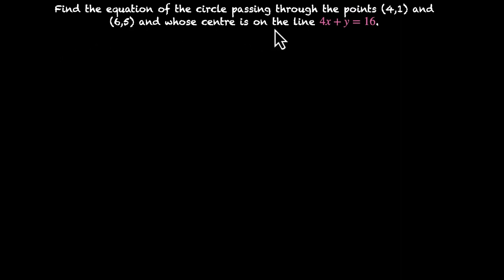Find the equation of the circle passing through the points (4, 1) and (6, 5) and whose center is on the line 4x + y = 16. Pause the video, give this a shot. Okay, let's do this together.